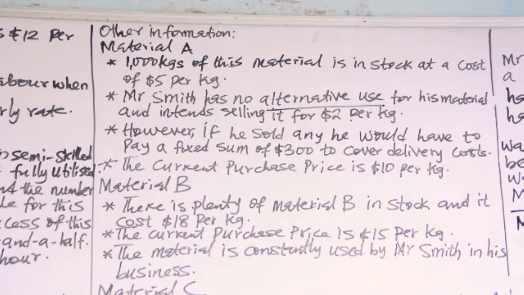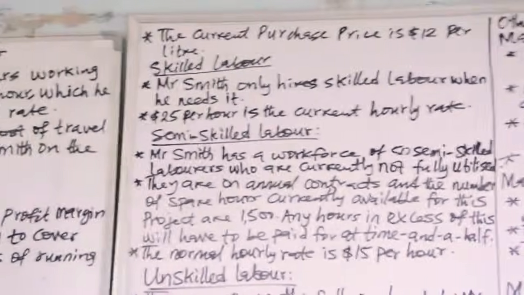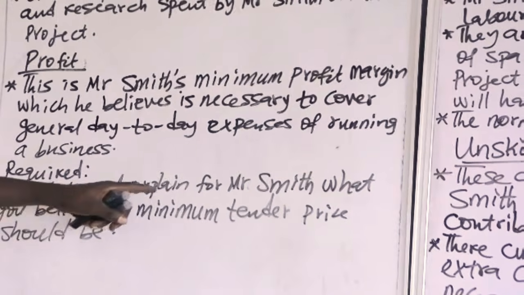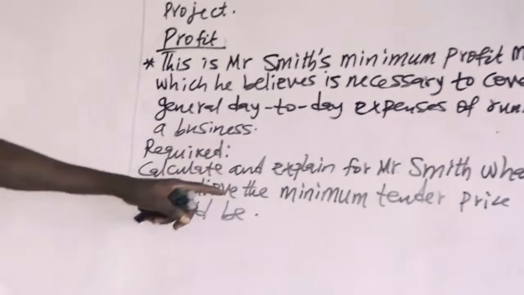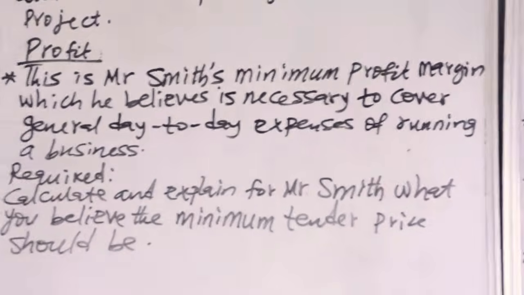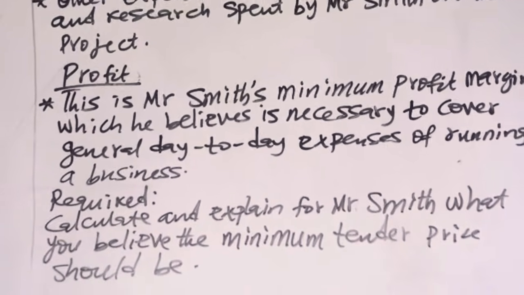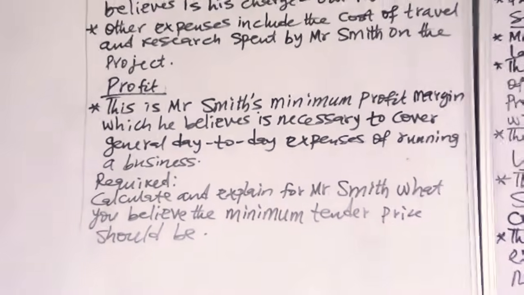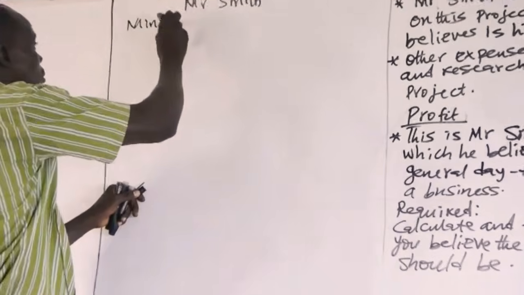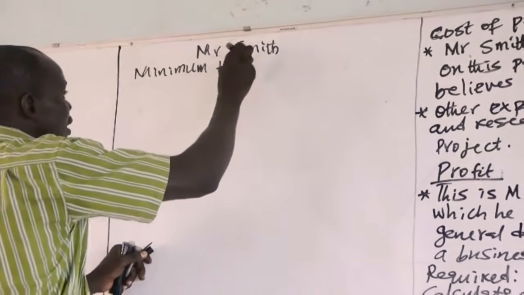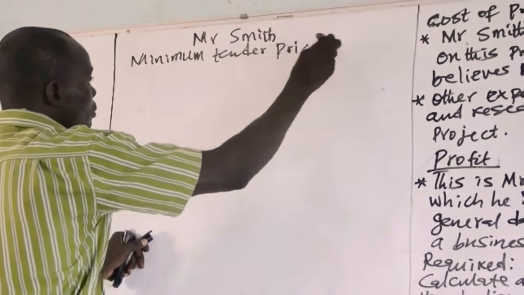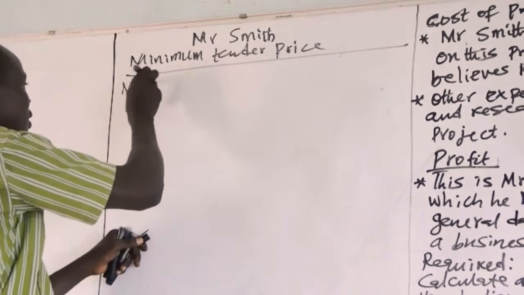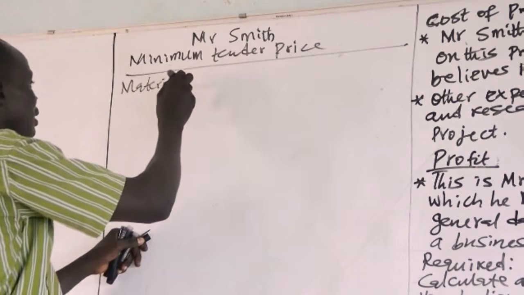So, if you look at the requirements, you have to calculate and explain for Mr. Smith what you believe the minimum tender price should be. So, Mr. Smith, you want to determine the minimum tender price. So, we want to start with materials. Material A.